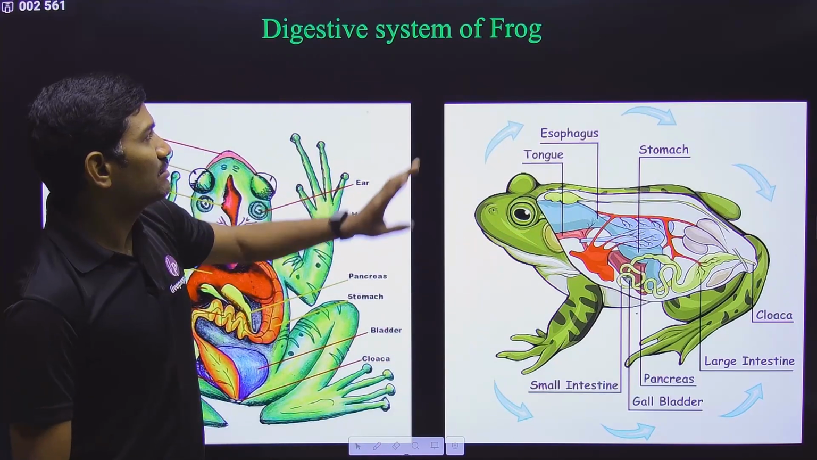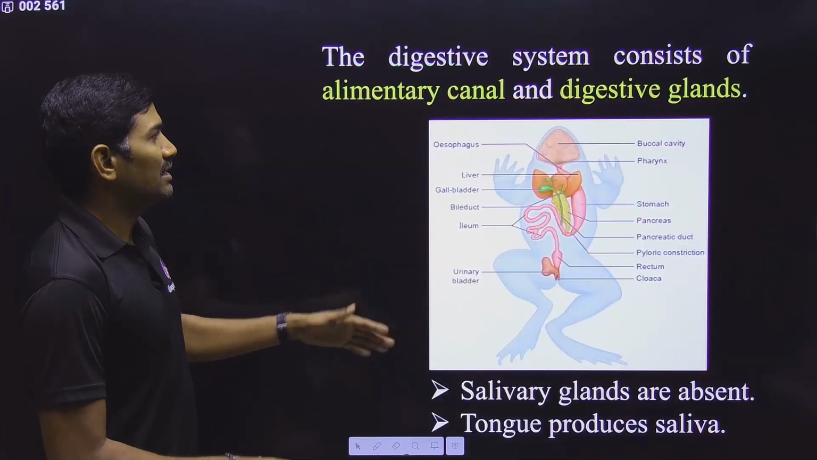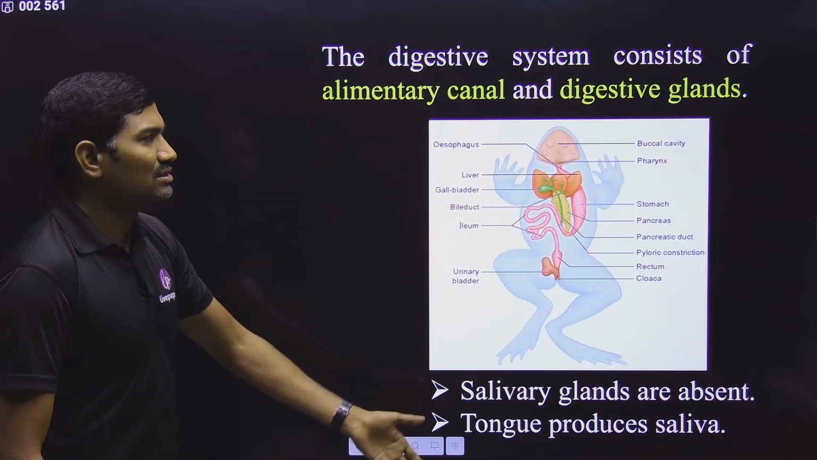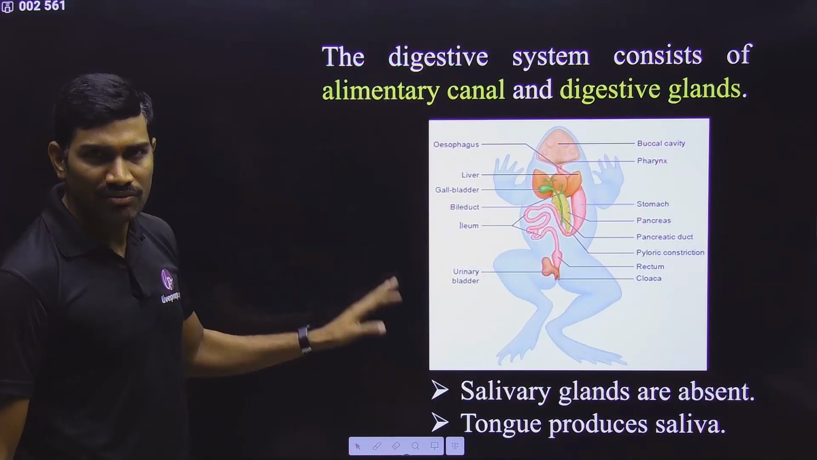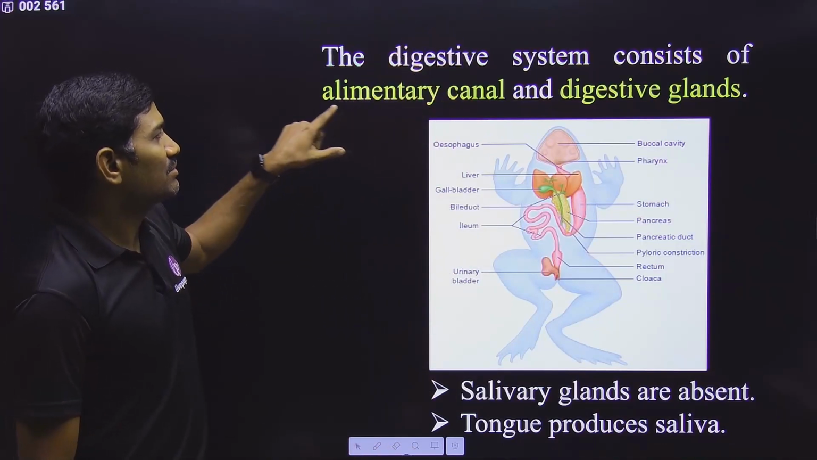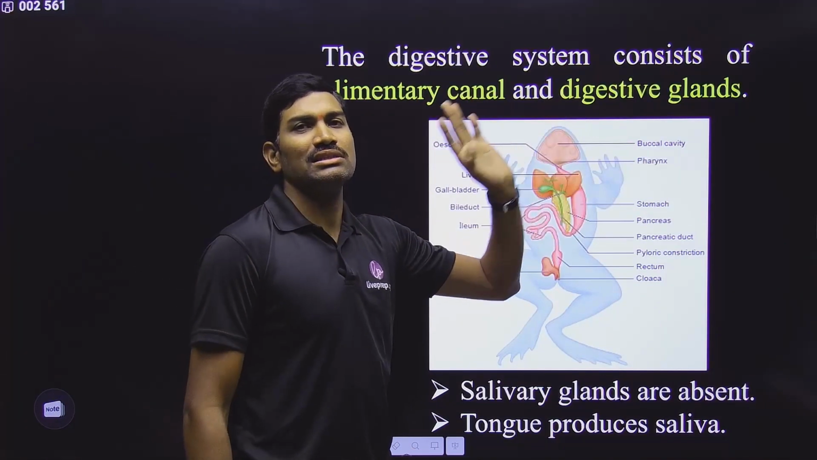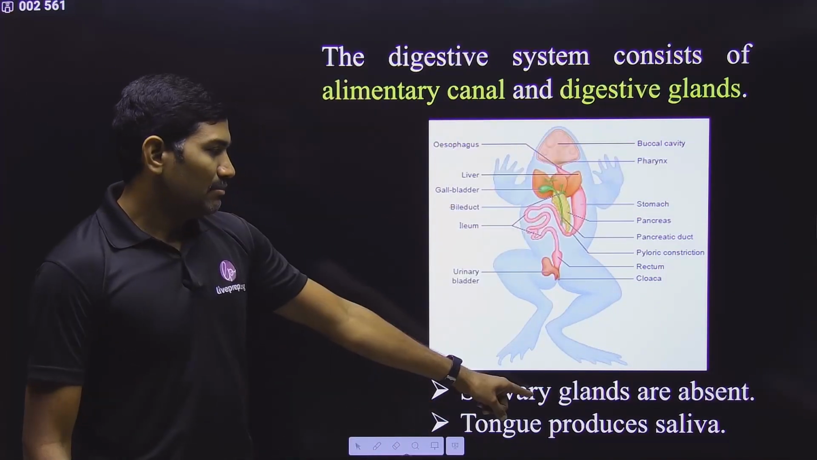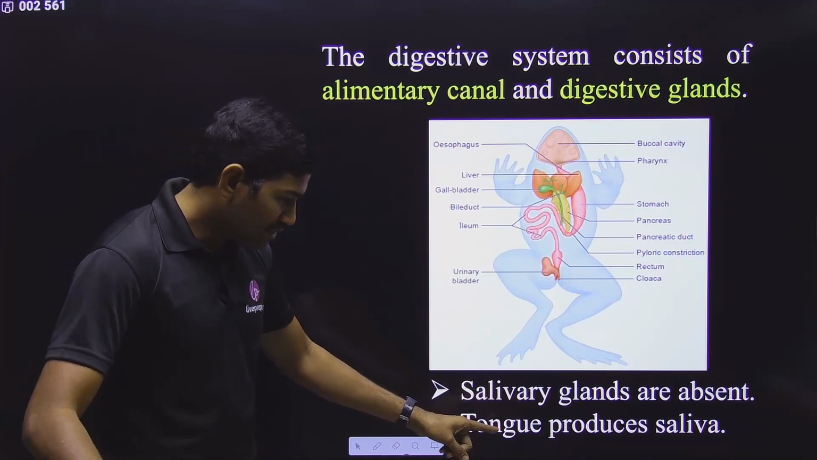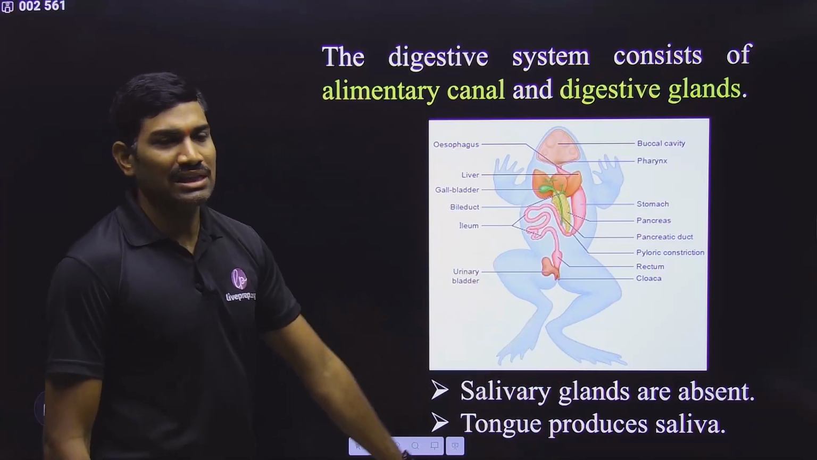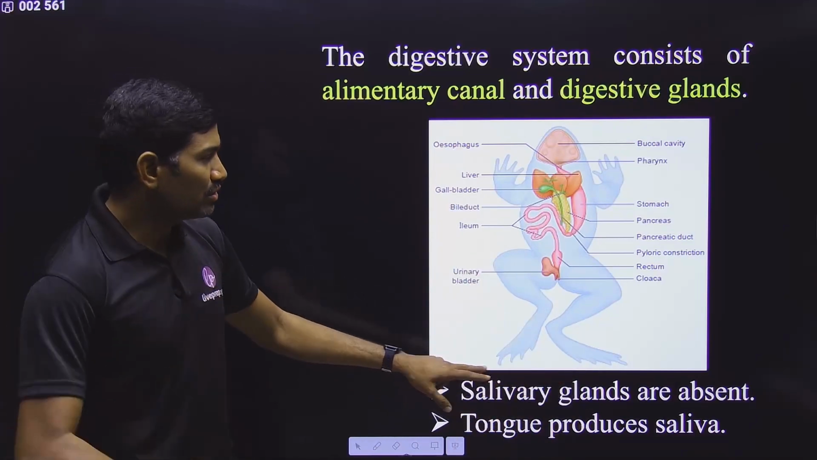And now we are talking about the digestive system, and here, like in humans, many of these things are there. Anyhow, I have given the separate flow chart. This digestive system has the alimentary canal, and it also has the digestive glands. But please remember, salivary glands are absent here, and the tongue is producing the saliva. This is one important difference that you need to notice here.